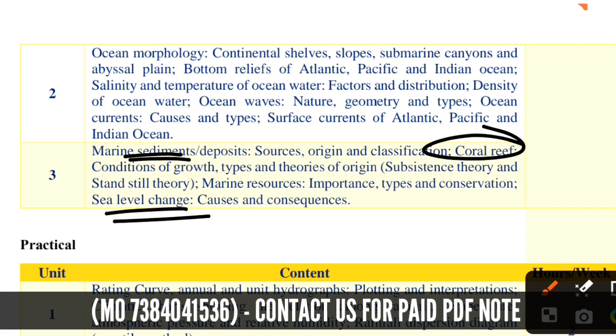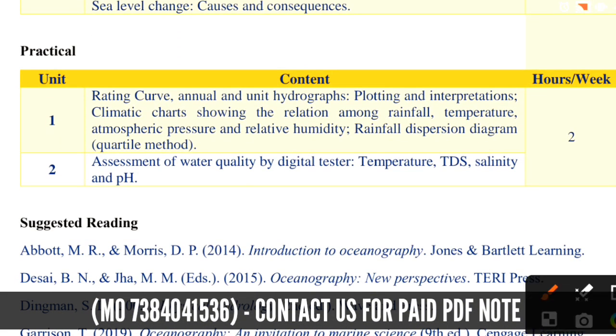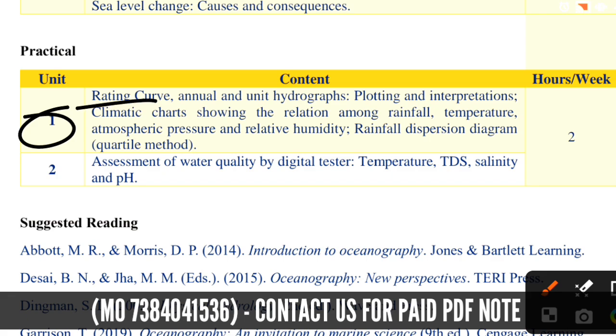But students, remember one important thing: this paper is not only a theory paper, you also have a practical section. So now let us understand the practical syllabus, unit 1 and unit 2. Practical unit 1. The first topic is rating curve. Here you have to learn plotting and interpretation. Plotting means you have to prepare the graph or curve using the given data.